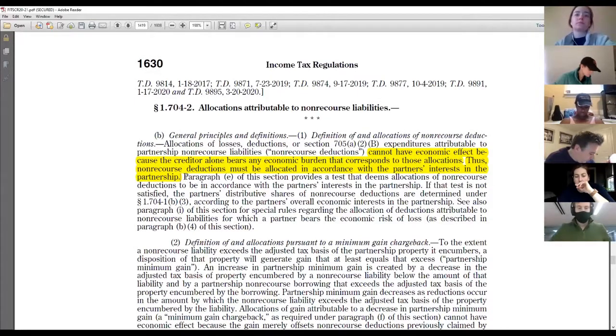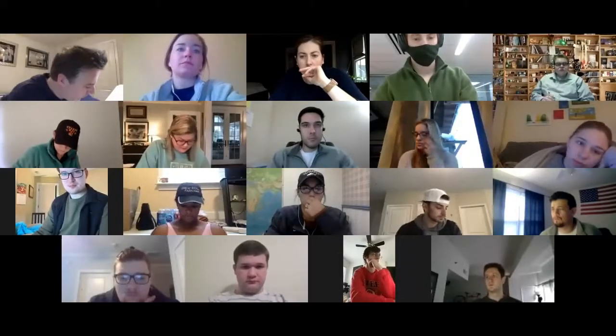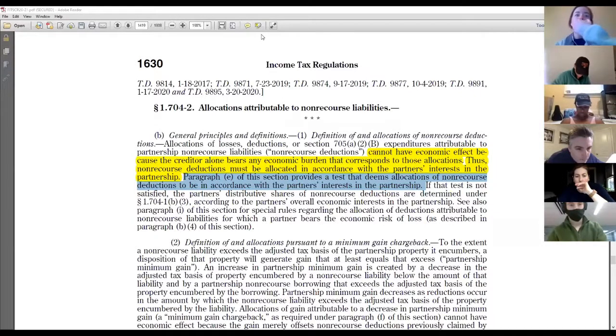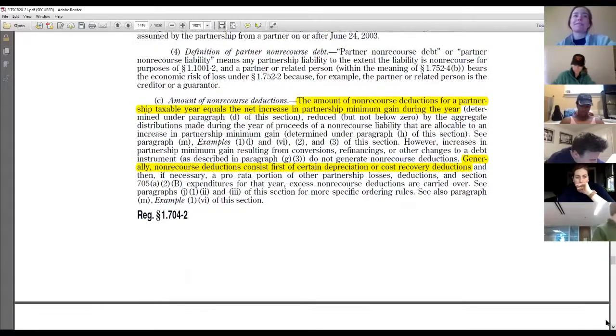So then paragraph E provides a test that deems allocation of non-recourse deductions to be in accordance with PIP. And if that test is not satisfied, then we're back to the general PIP test. So this is the dash 2E safe harbor. So we have the substantial economic effect safe harbor for most types of allocations. And now we have this dash 2E safe harbor for non-recourse deductions. So let's apply the dash 2E safe harbor. Hopefully we satisfy it.